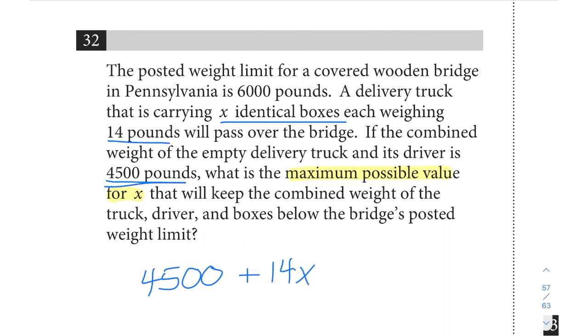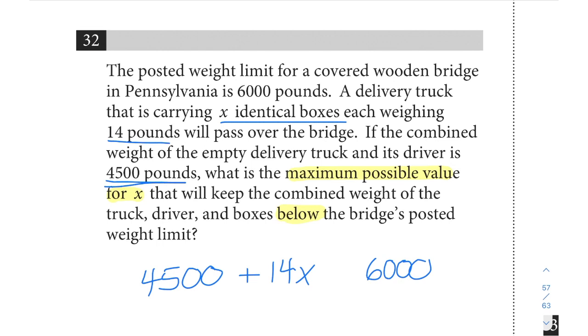And it says that we'll keep the combined weight of the truck driver and boxes below the bridge's posted weight limit, which means it can't be equal to the bridge's posted weight limit. It has to be below this value of 6,000. So just keep in mind, whenever you're reading a word problem, it's very important to note whether something is going to be inclusive of a certain value or exclusive, if it's going to be greater than or equal to versus just greater than, or in this case, less than instead of less than or equal to.